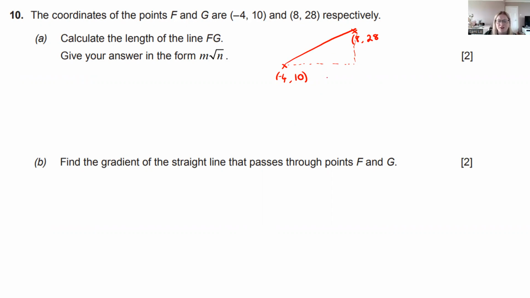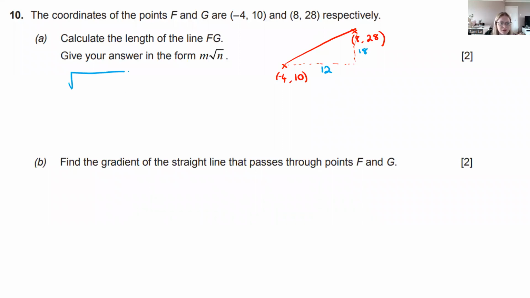When you've got a right angle triangle, you should be thinking Pythagoras at this point. If you're not, Pythagoras is the one you need to do. So we're going from -4 to 8. That will give you a distance of 12. And then from 10 to 28, you've got a distance of 18.